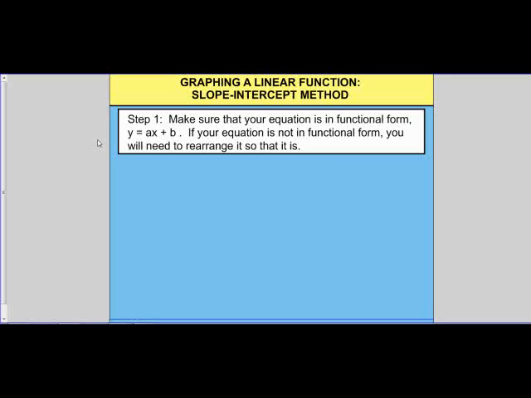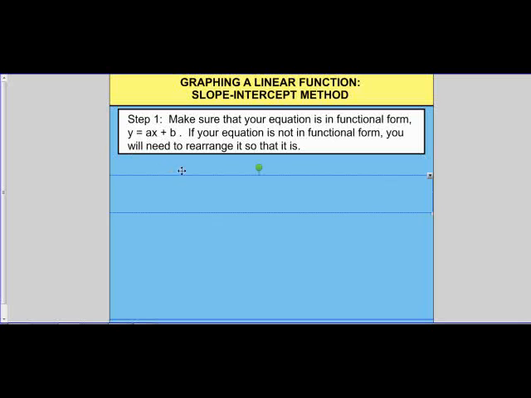And so if your equation is not in functional form, you're going to need to arrange it so that it is. Sometimes people have a hard time with that, so I've actually created a separate video that looks at putting an equation into functional form if it's not there. So if that gives you a hard time, you might want to check out that video as well.